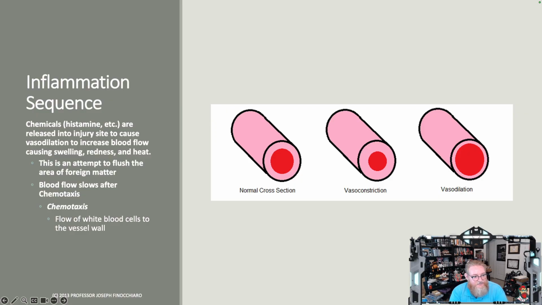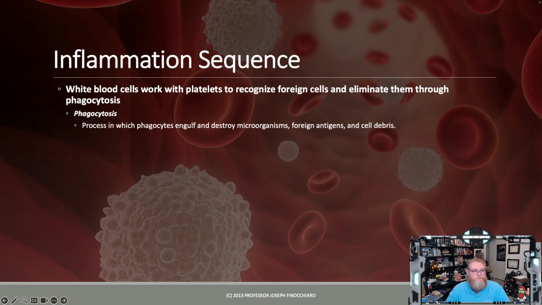Chemicals such as histamine, etc., are released into the injury site to cause vasodilation to increase blood flow, causing swelling, redness, and heat. This is an attempt to flush the area of foreign matter. Blood flow slows after chemotaxis, which is the flow of white blood cells to the vessel wall. So barriers are put up, things constrict, other things open in an attempt to clean the wound as best as possible.